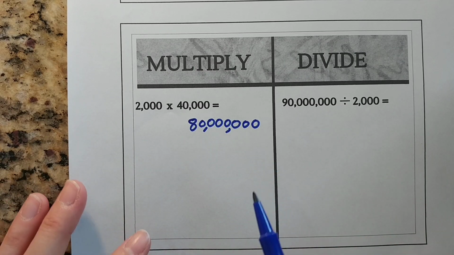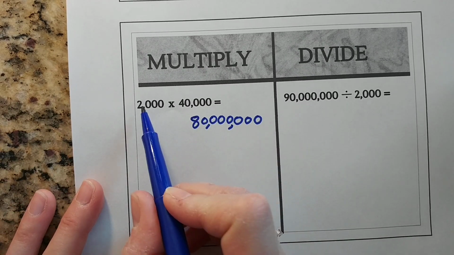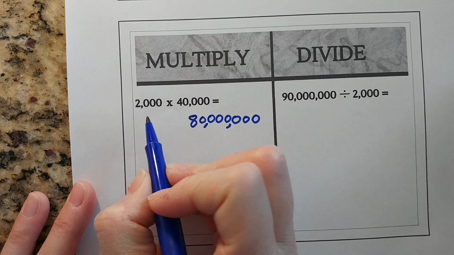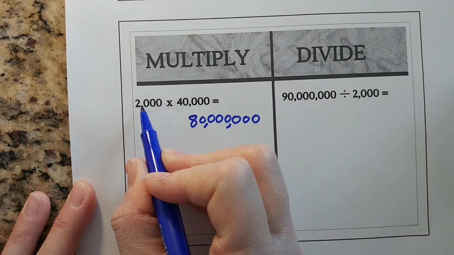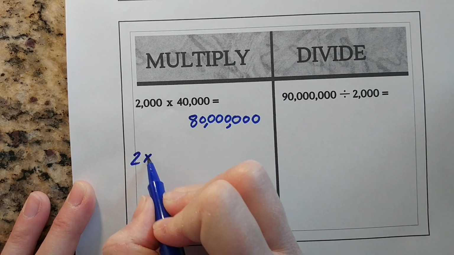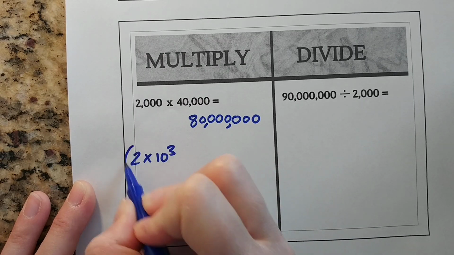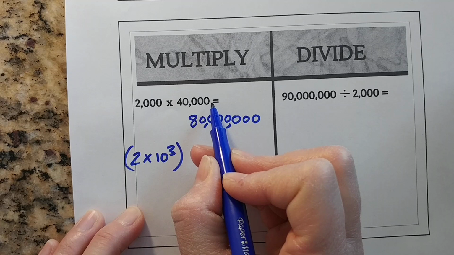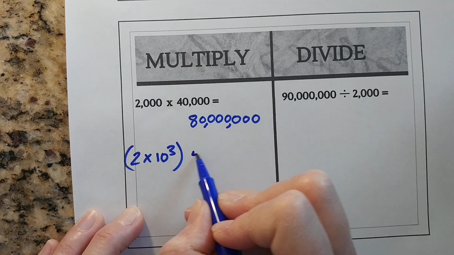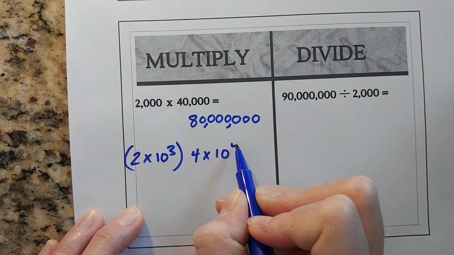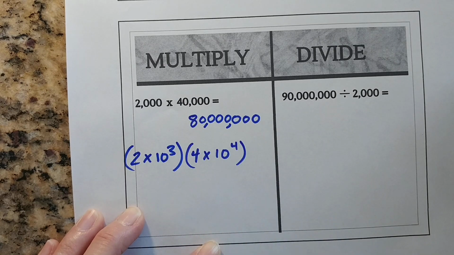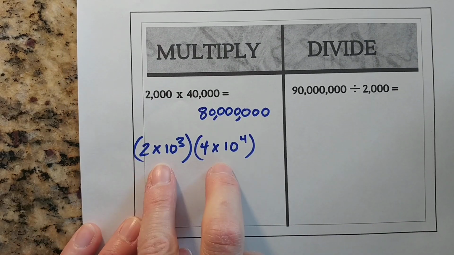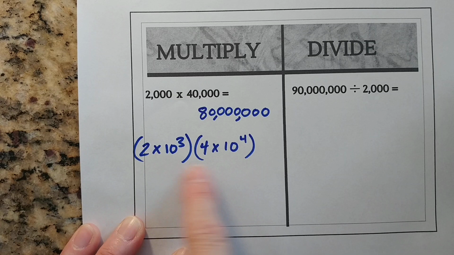Now let's look at how you can get that answer by putting these two numbers in scientific notation. If I wrote the number 2,000 in scientific notation, it would look like this. And if I wrote the number 40,000 in scientific notation, it would look like this. So now, how could I take these two numbers in scientific notation, multiply them, and get the same answer as 80 million?